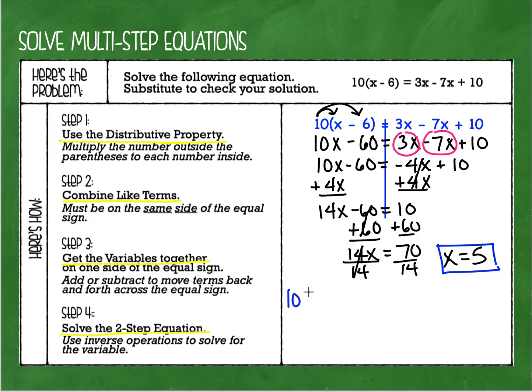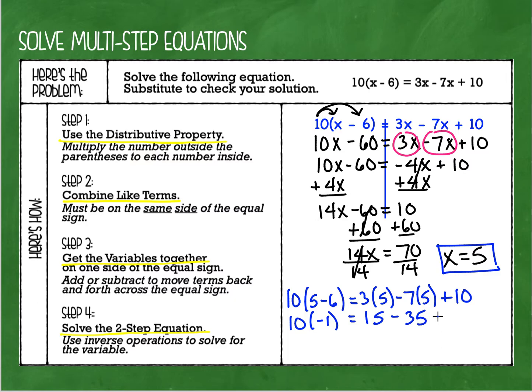So 10. Instead of x minus 6, I'm going to put 5 minus 6 in the parentheses. Equals. Instead of 3x, I'm going to make that 3 times 5. Instead of minus 7x, I'm going to make that minus 7 times 5. And I'm going to bring down the plus 10. Okay, parentheses first, because we're going to follow the order of operations. 5 minus 6 is negative 1. On the right side, 3 times 5 is 15. 7 times 5 is 35. Plus 10.